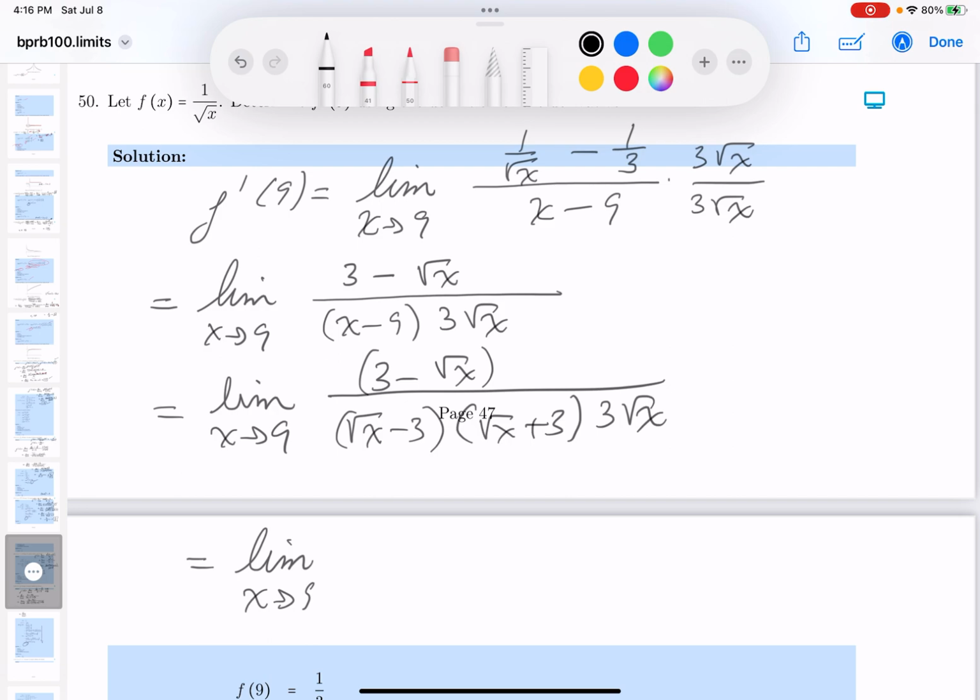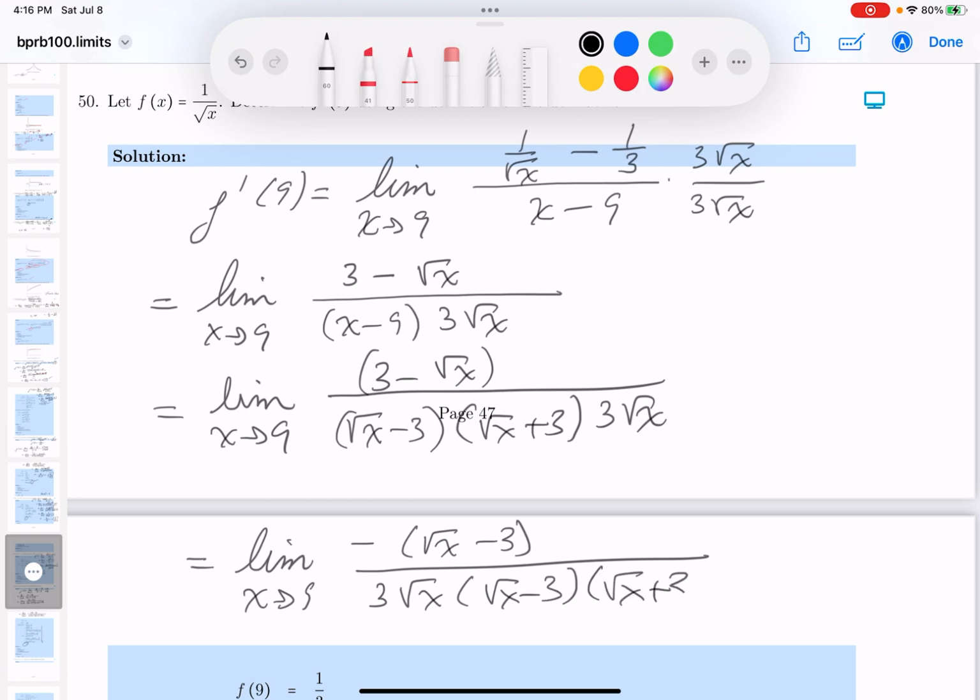I'm going to factor out a minus 1. That'll be root x minus 3. On the bottom, I'm going to write down 3 root x, root x minus 3, root x plus 3. And what do I know about this? x is not 9, so root of x minus 3 is not 0, so these are going to disappear. And I think I'm ready to do the evaluation.